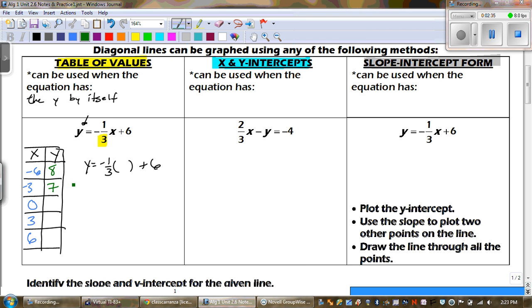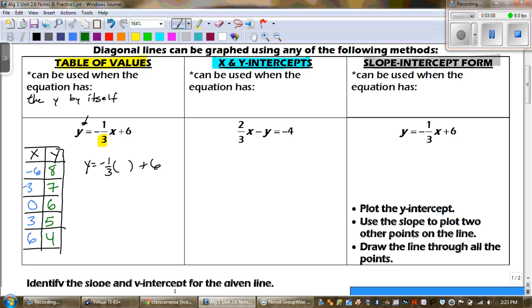Why don't you guys pause the video and see if you can get the next 3 points all by yourself. Good luck. Now, did you pause the video or did you just wait? All right, well, hopefully you did it. And you should have gotten 6, 5, and 4. Now, if you notice, there's a pattern between those points. Since it's a linear equation, it's going to make a line, and the line follows a pattern. That's what the slope is.